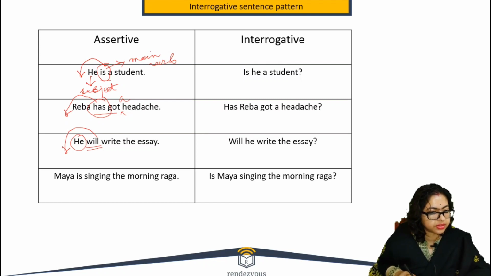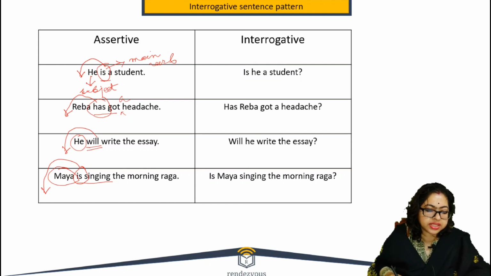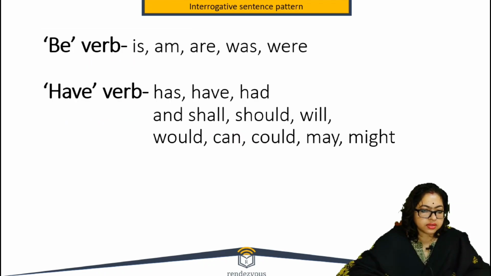For example number 4, Maya is singing the morning raga. Here also the verb is is singing, and subject is Maya. So here also I have to put is before the subject, and the sentence becomes, for interrogative form, is Maya singing the morning raga?